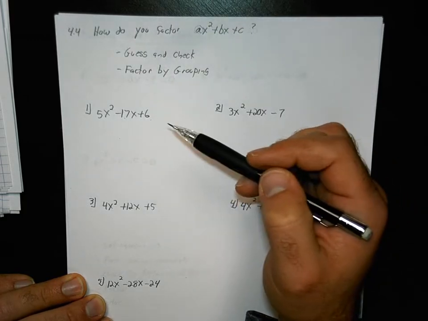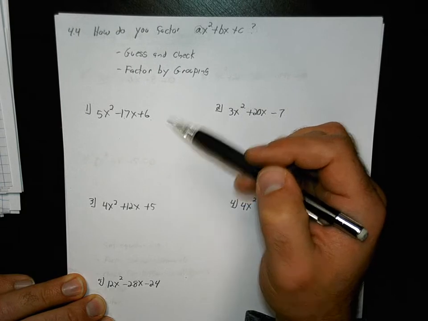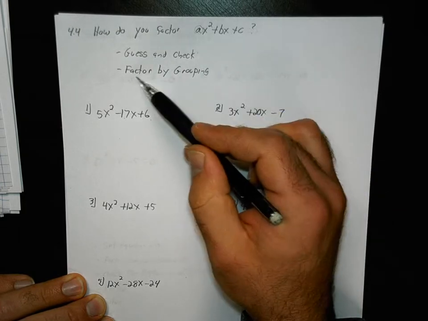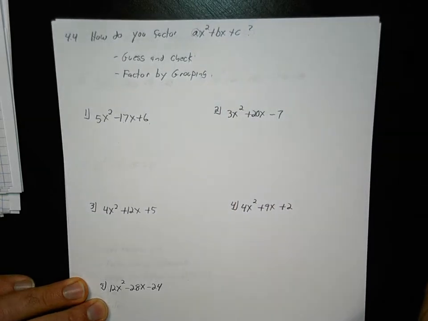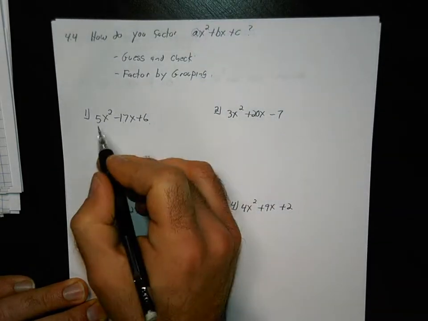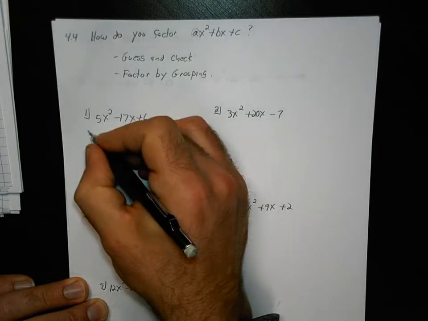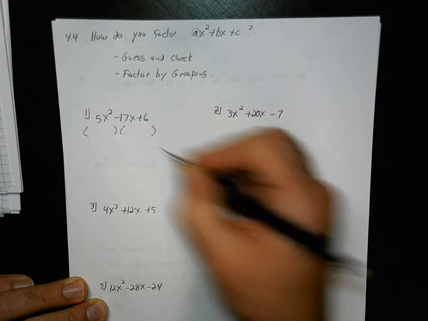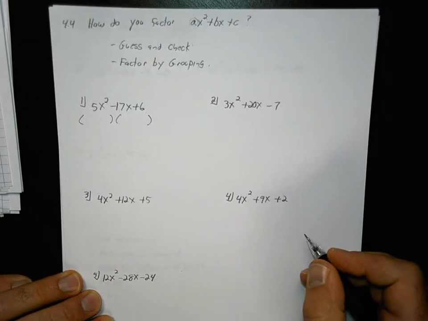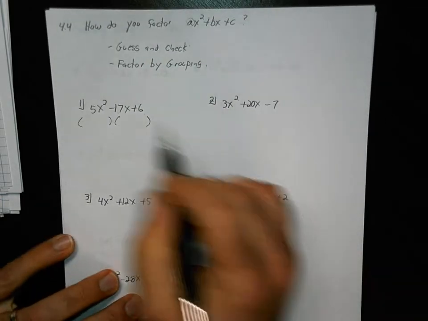Okay, so there's two methods we're going to show you on factoring this. One is the guess and check process, and the second is factoring by grouping. So on this first one, we want to factor this into two binomials. Okay, so I'll do the guess and check process first on this one.